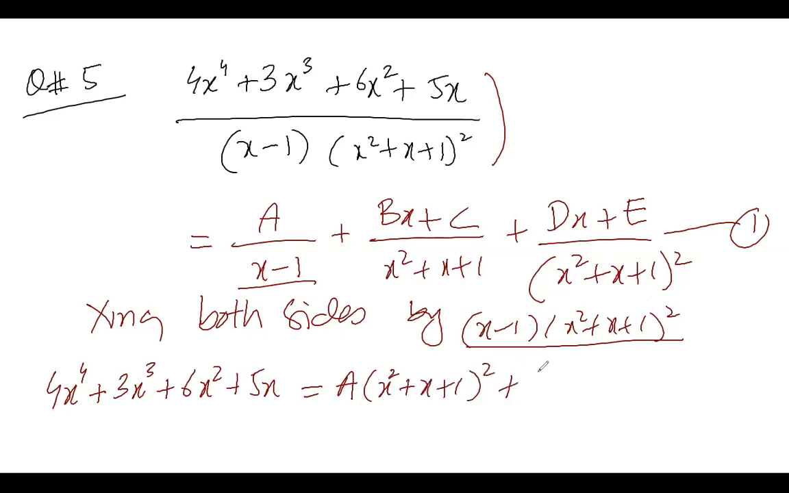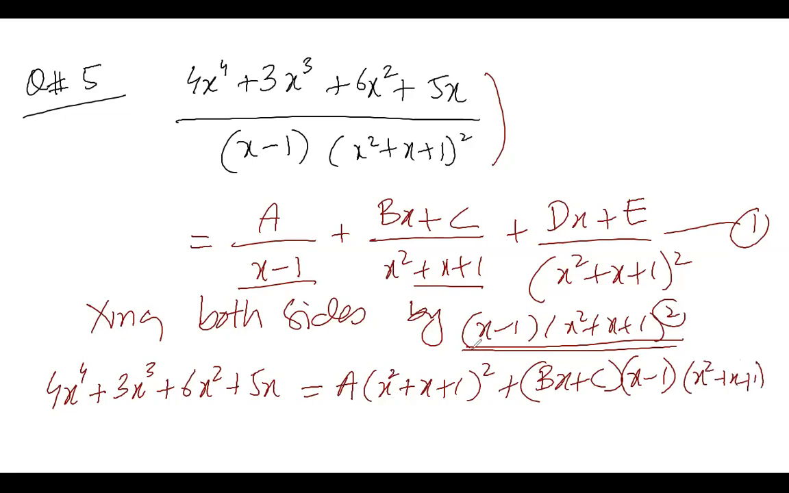Next is bx plus c. When you multiply with this, one quadratic factor will be cancelled and the other will attach to that. Okay. And it will be equal to x minus 1 into x square plus x plus 1. And when you multiply with this one, this will be completely cancelled and the linear factor will multiply to the d of x plus e, that is d of x plus e times x minus 1.